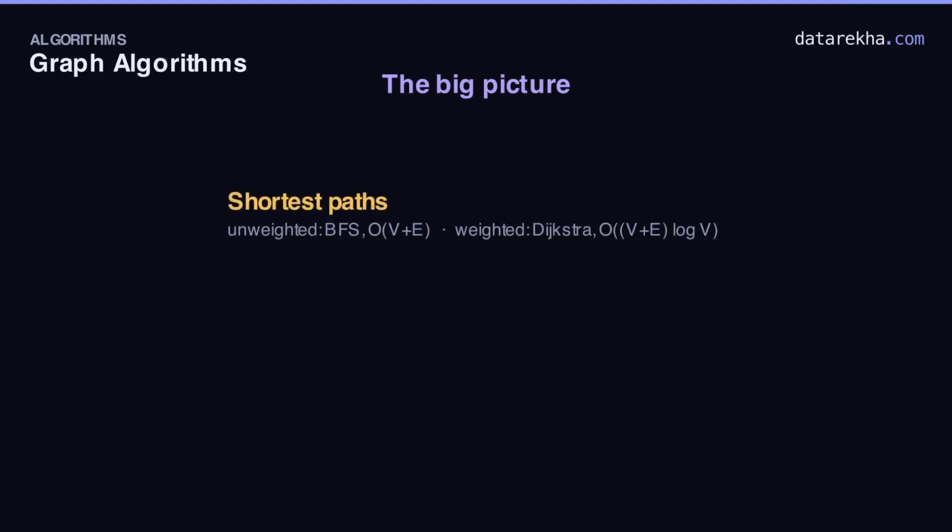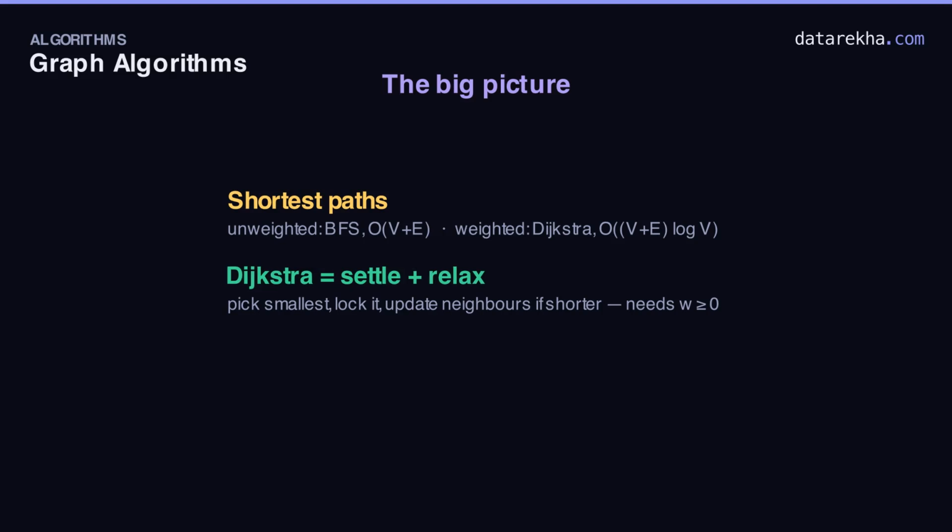Let's bring it all home. For shortest paths, breadth-first search handles the unweighted case in order V plus E, and Dijkstra handles weights in order V plus E times log V. Dijkstra is just 2 moves on repeat. Settle the closest unvisited vertex, then relax its edges, updating a neighbor only when you found something shorter.